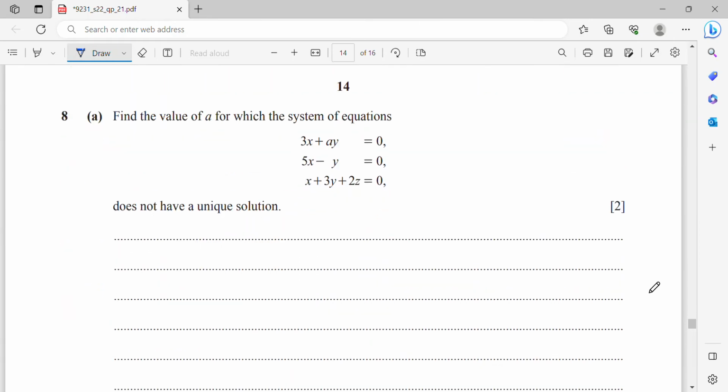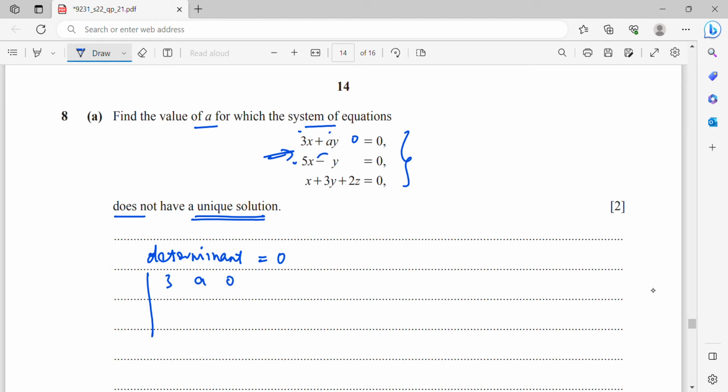Okay, so question 8. Find the value of A for which the system of equations, these are the system of equations, does not have a unique solution. So when it does not have a unique solution, it means that the determinant equals 0. Okay, so from here we need to get the matrix first. So the determinant of the matrix will be 3, A, and 0. So 3, A, 0, 5, minus 1, and 0. Then 1, 3, 2.